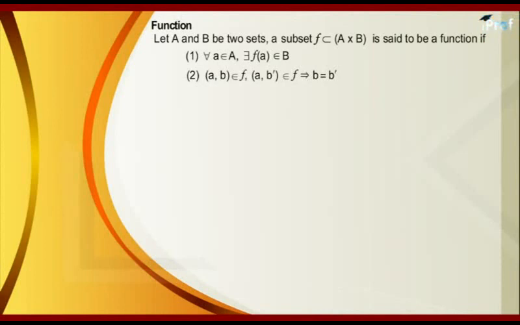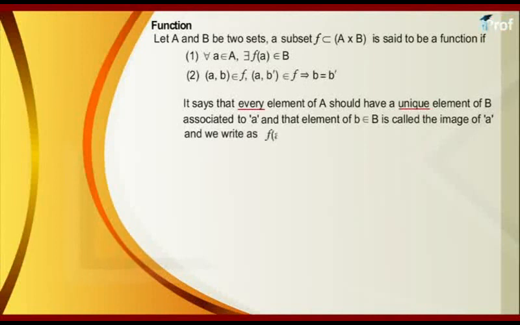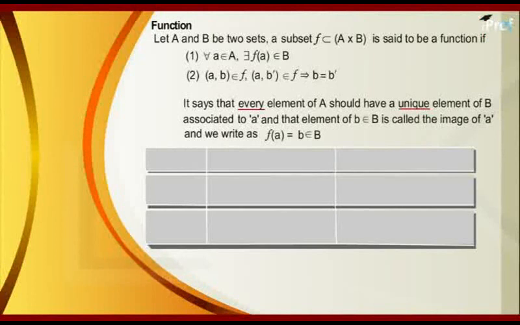To explain the above definition, it says that every element of A should have a unique element of B associated to it. That element b is called the image of a and is denoted by f(a). To give certain examples, suppose A has 4 elements and B has these elements. This is the image, a function f1 from A to B.